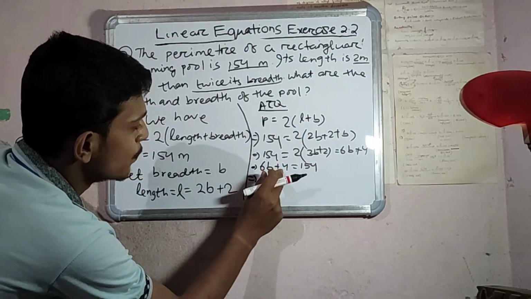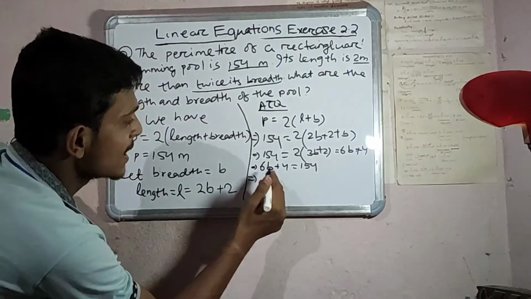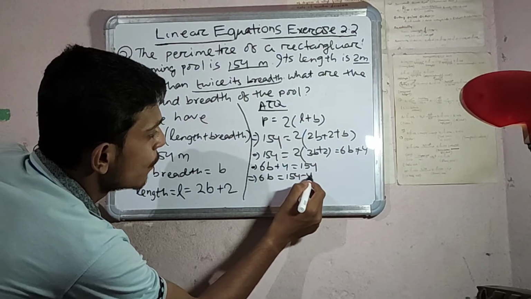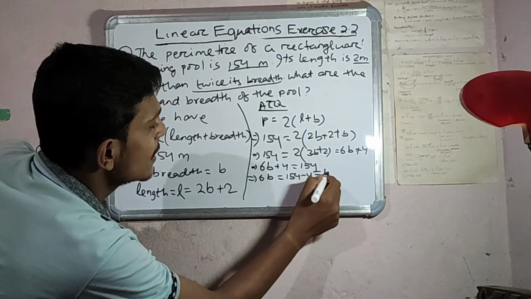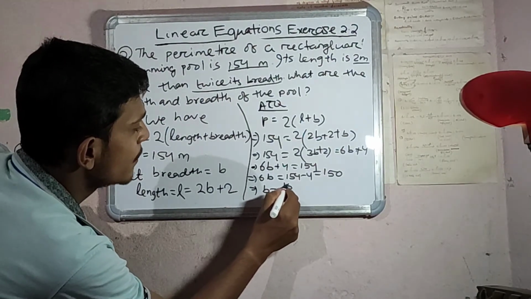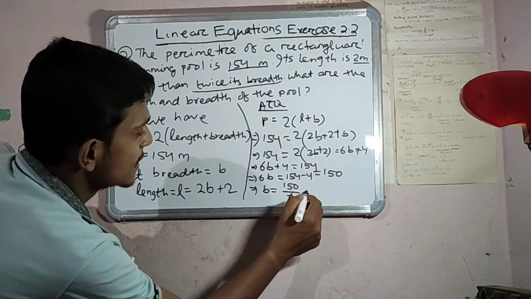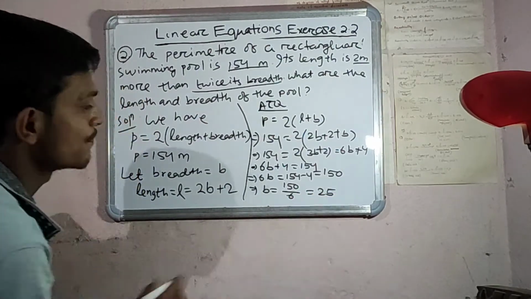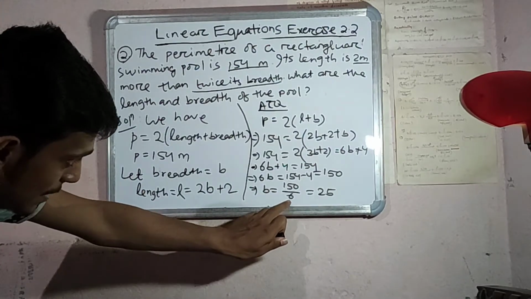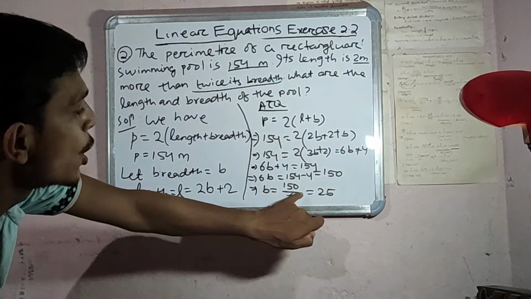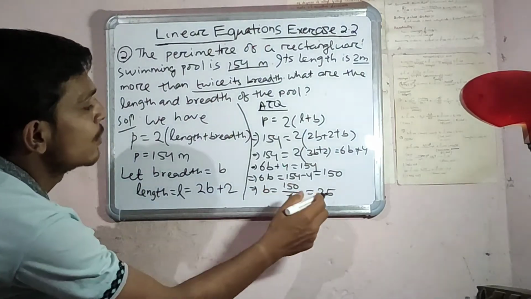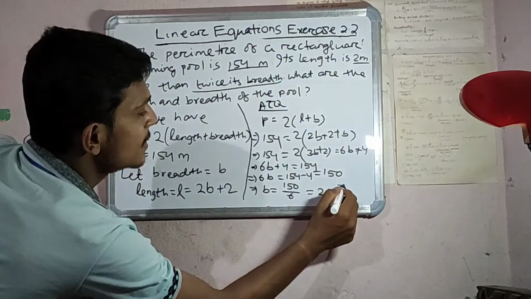Then 4 is added. When it is transposed to the right hand side, it is subtracted. That is 154 minus 4. Okay, so that is 150. So B is equal to 150 upon 6, that is 25. 6 is multiplied, so when it is transposed into the right hand side, it is divided. So B is equal to 25. The value of B is 25.